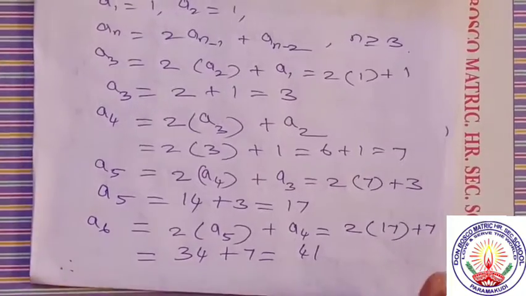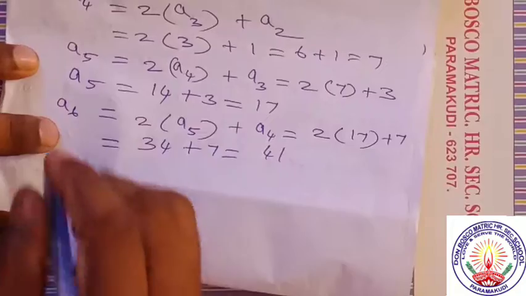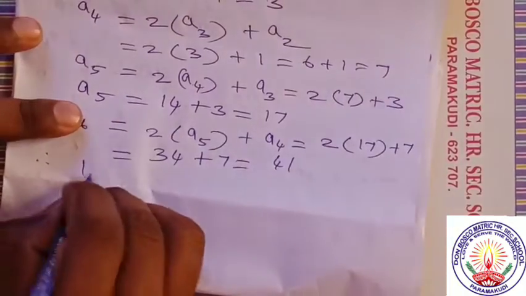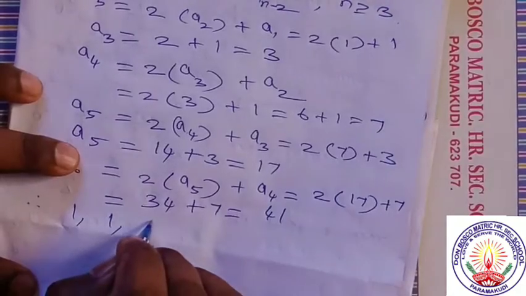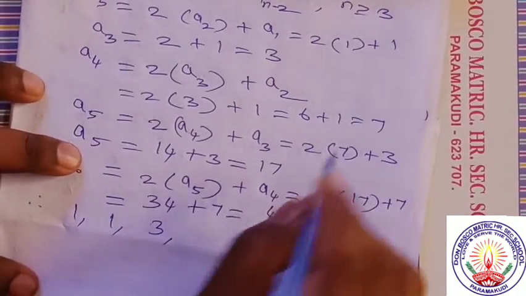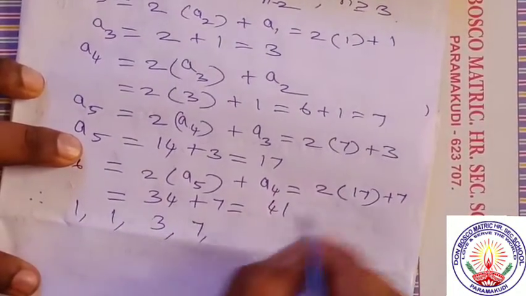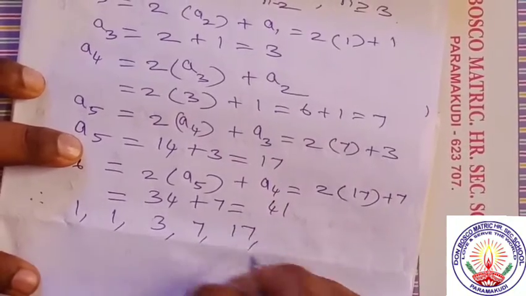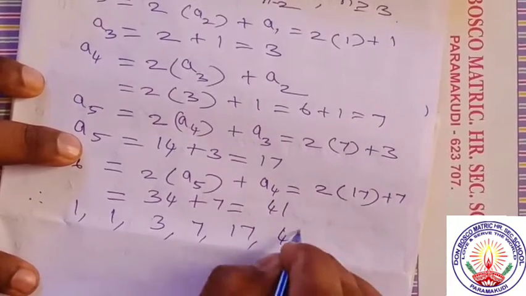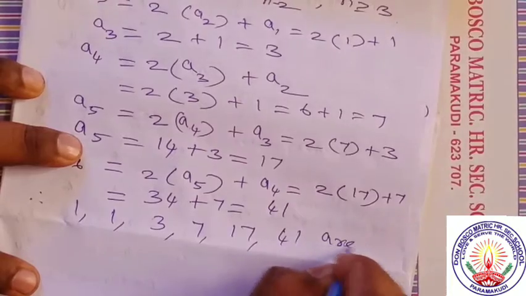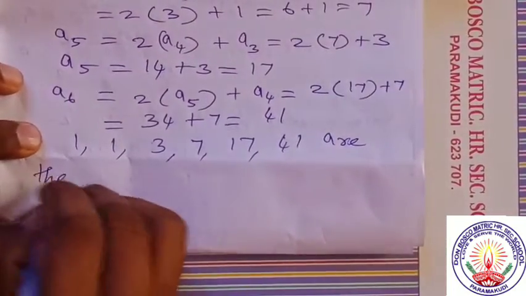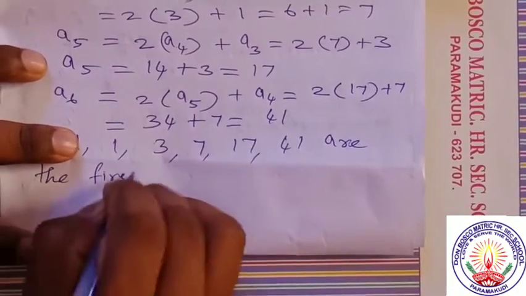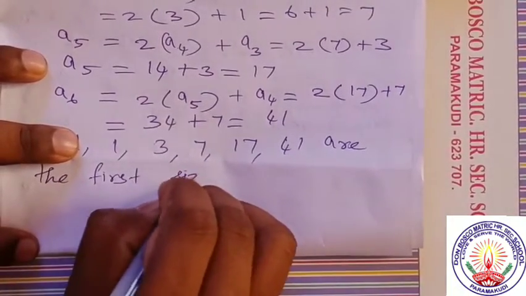Therefore, what are the first 6 terms? First term 1. Second term 1. Next term 3. Next term 7. Next term 17. Next term 41. These are the first 6 terms.